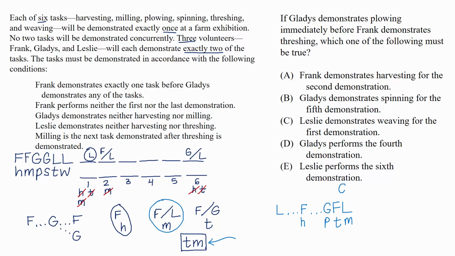Well, either she goes before this GFL group and is the first Gladys, or she's after the group and is the second Gladys. She can't go anywhere else without breaking the first rule or without breaking up the group that this question establishes. So we're asked which one of the choices must be true. Choice A tells us that Frank demonstrates harvesting for the second demonstration. Stop right there. This has to be true. Let's select it on test day, move on to the next question, and save so much time. That's what deductions will do for us.